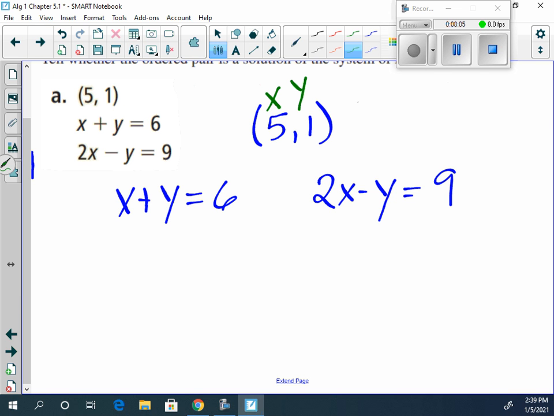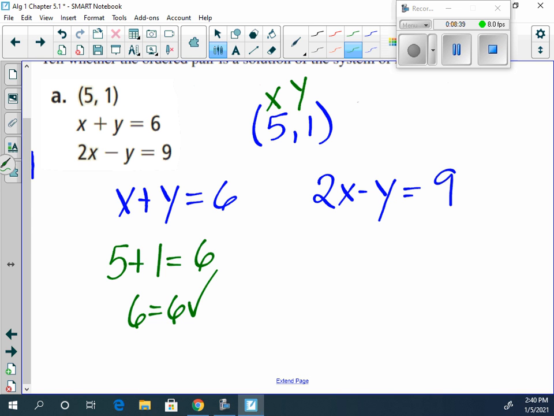So the x value that we have for our point, our solution, is 5. The y value is 1. So let's plug it in. So for the first one here, I plug in 5 for x, 1 for y. Well, 5 plus 1 is 6, and 6 is equal to 6. So this works. So we do know that 5, 1 does work for one of them. Yes? As soon as I find one that doesn't work, we know that it is not a solution. Yes?